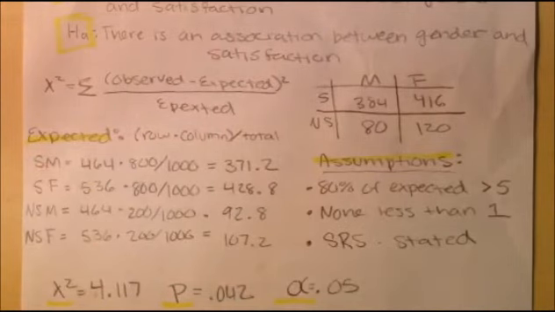And from there, we're able to check our assumptions for the problem. The first one for a chi-squared test is that 80% of the expected values are above 5, which you can see all of them are, and then none are less than 1. Again, none of them are. And then also that the sample was an SRS, and it was because it was stated in the problem.